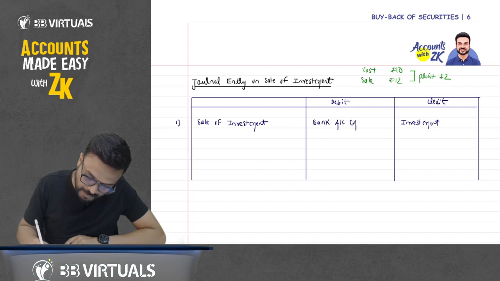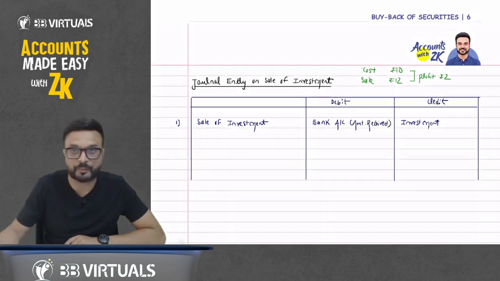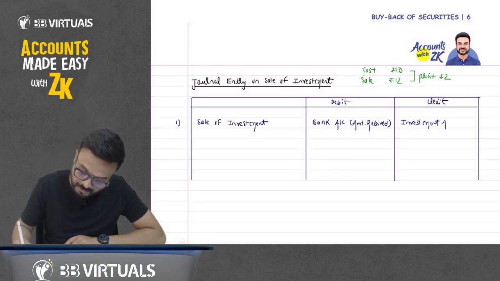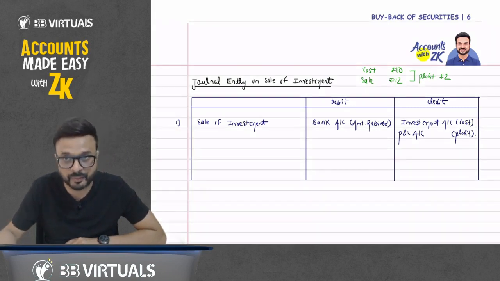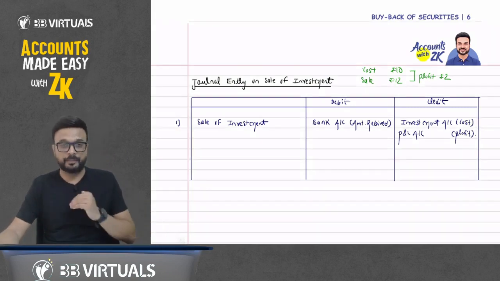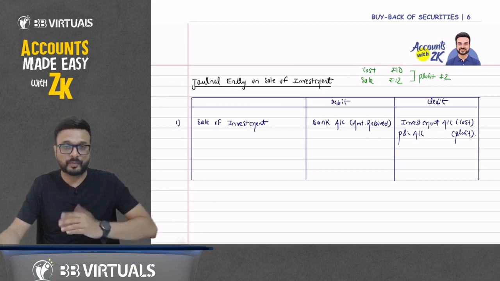This value, bank account debit, means the amount that you have received. In our case, it is 12 crore. To investment account, that will be the cost of investment. And profit and loss account, this is the amount of profit on sale of investment. So bank account debit to investment account to profit and loss account.